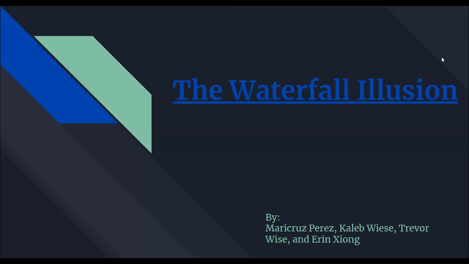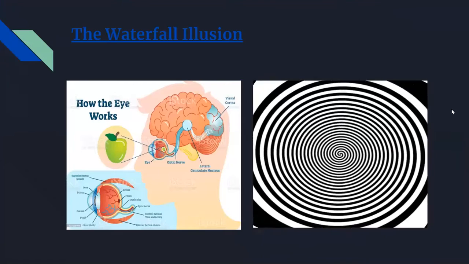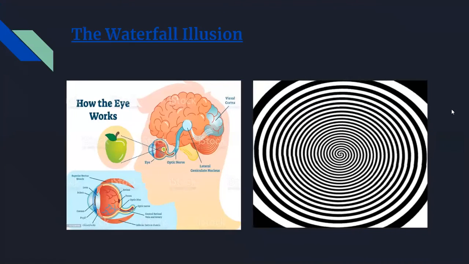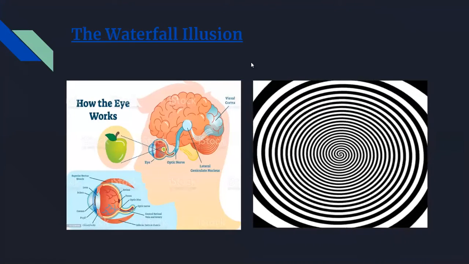Hello, today we will be discussing the waterfall effect and what happens beyond what we can see, along with what happens within our minds. The perception of an illusion is based on how the brain sees the illusion, not just our eyes.